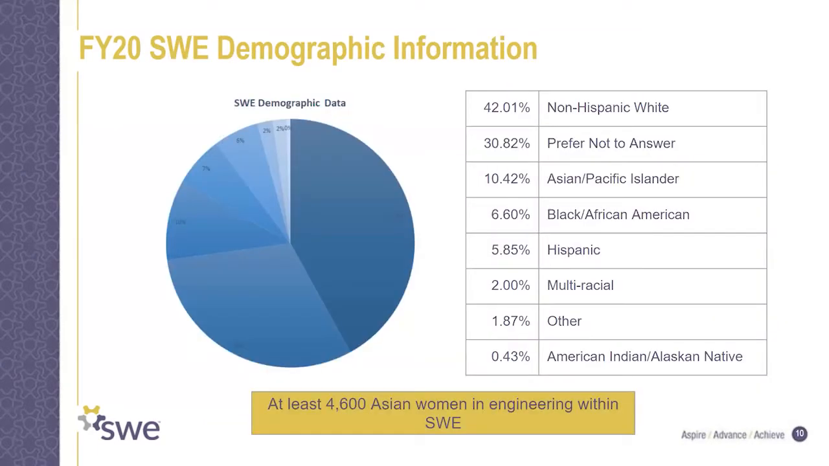So another really interesting aspect of SWE is SWE provides demographic information. And looking at this chart, you can see that there are at minimum 4,600 Asian women in engineering within SWE. So right now, our community is only 345 members, give or take a few. So we only represent a small fraction of the group. And one of our goals is to develop our membership and visibility within SWE. So we have that network and community.